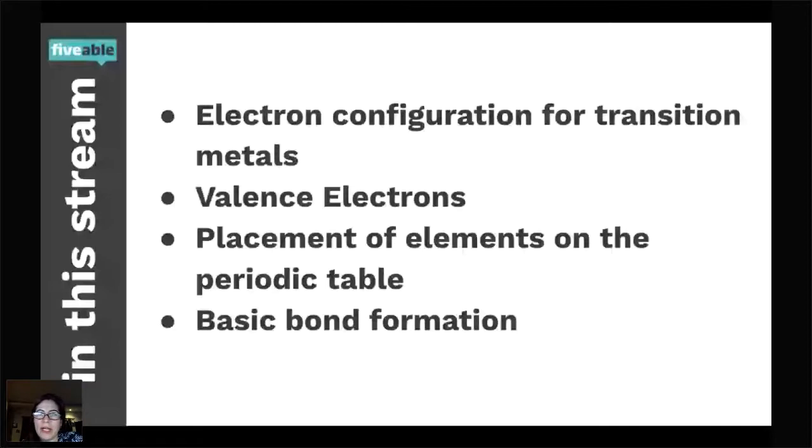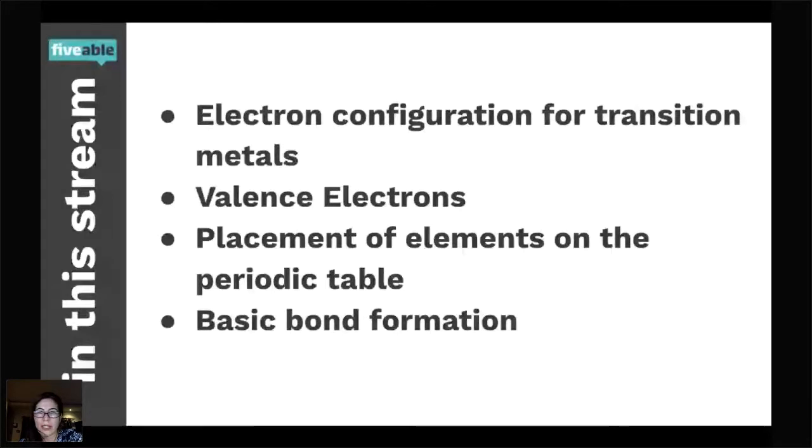Going to cover electron configuration for transition metals, valence electrons, placement of the elements on the periodic table, and basic bond formation.